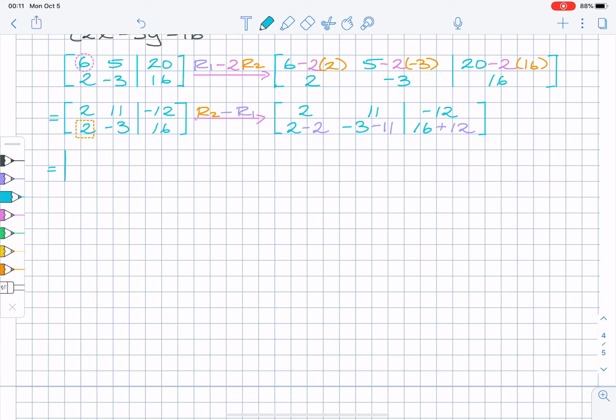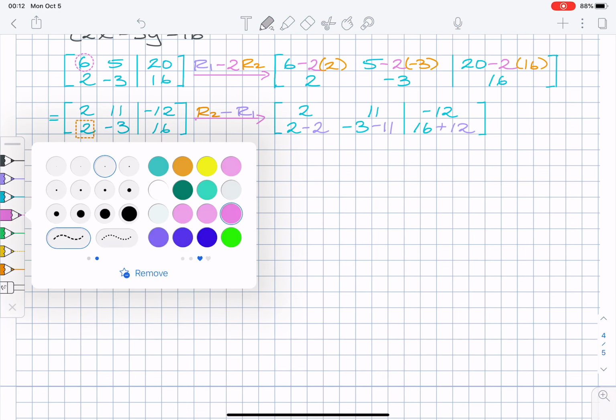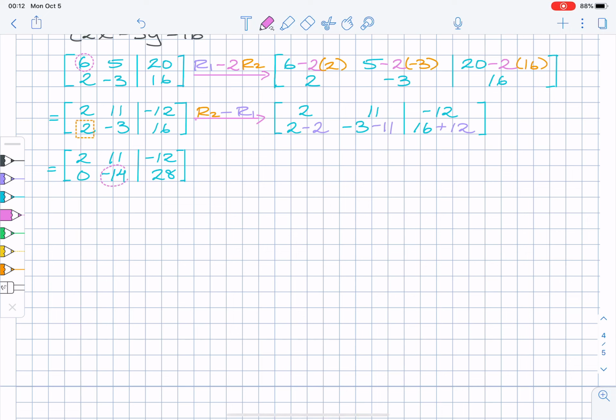Okay, so what does this give us? This gives us 2 and 0, that's good, 11 and negative 14, augment, negative 12 and 28. So as it stands, I still can't get a 1 in that first spot. But can I get a 1 in the second place where I'd like a 1, which is right here? And it looks like I can.